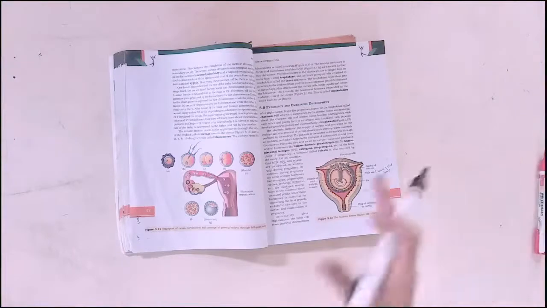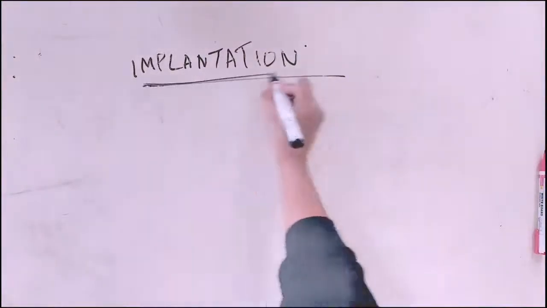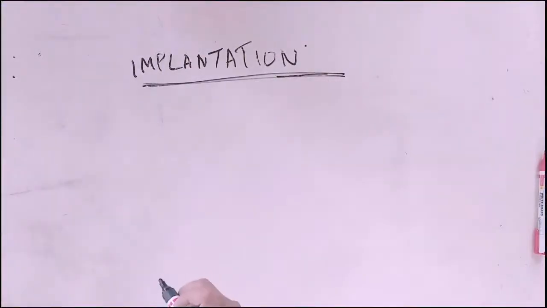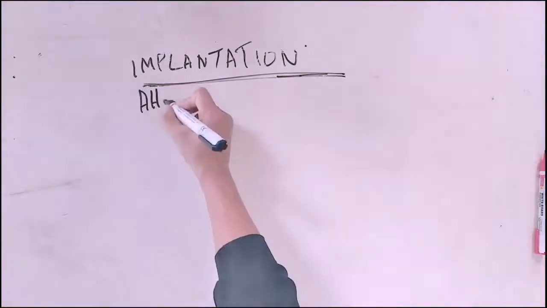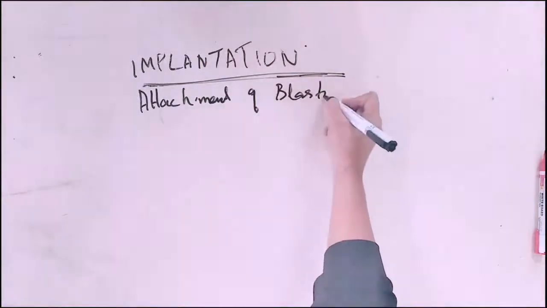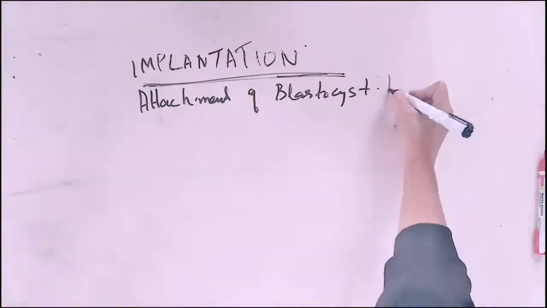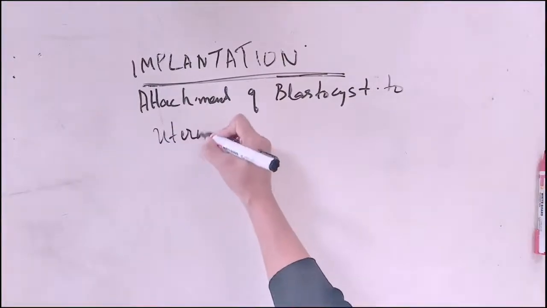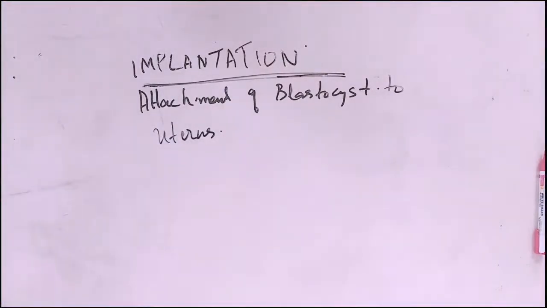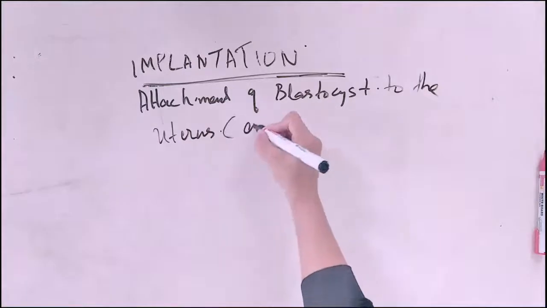Zygote implantation, simple. Attachment of the blastocyst to the uterus, and the inner lining of the uterus is called the endometrium.